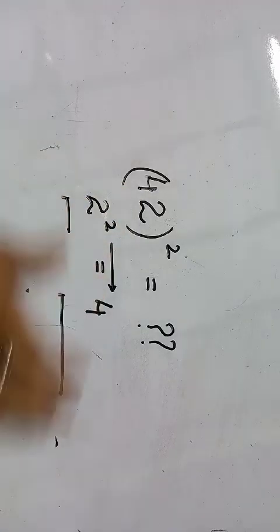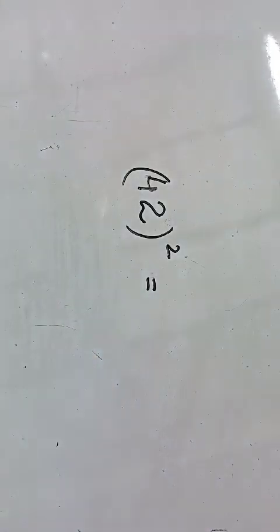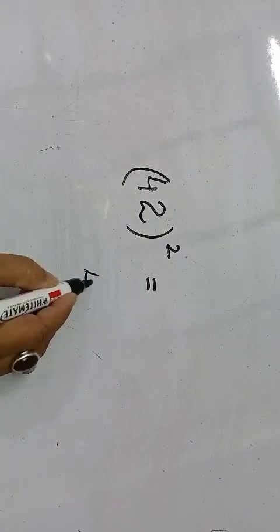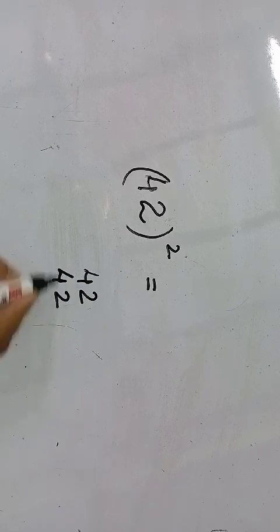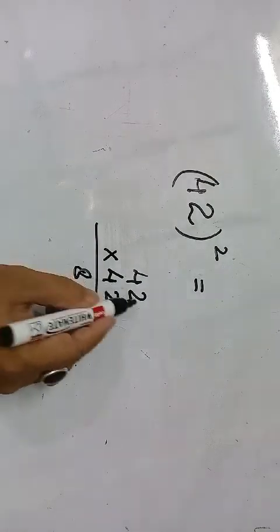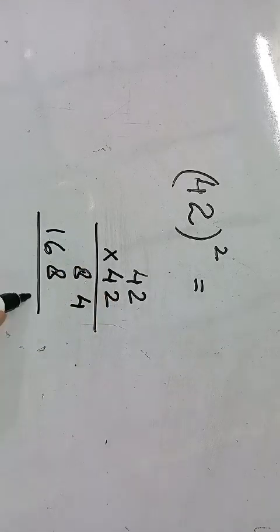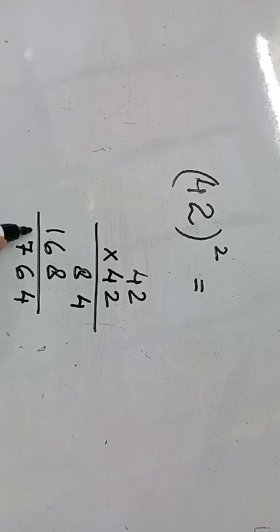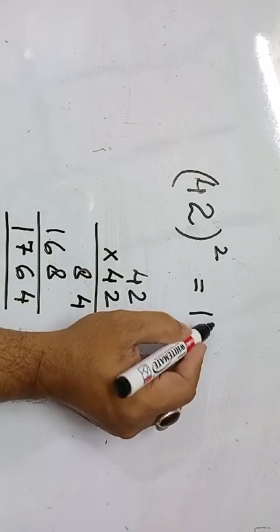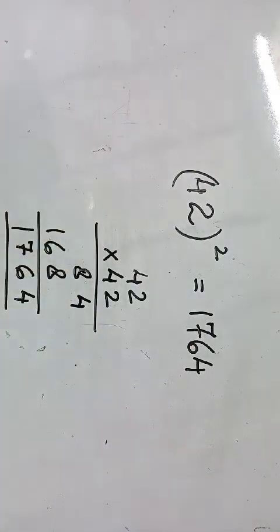Okay, so let's say for example, we have the square of 42. So let me just multiply 42 by 42. 2 2s are 4, 2 4s are 8, 4 2s are 8, and 4 4s are 16. So you have 4 here, 8 and 8 16, carry 1, 6 and 1 7, and this. So we have 1764 as the square of 42.